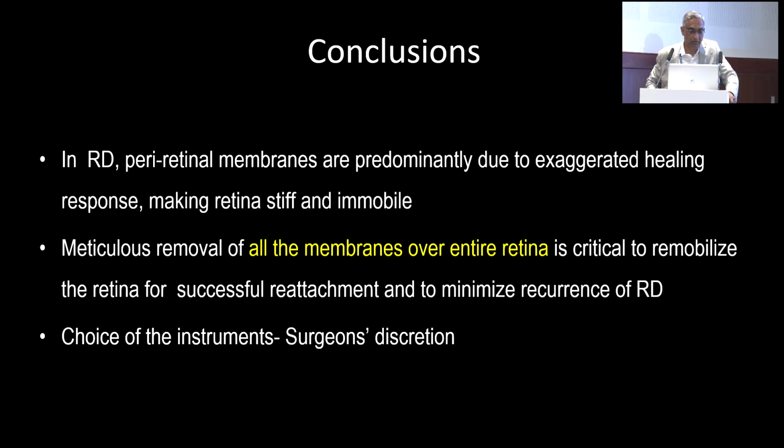So to conclude, in detachments, periretinal membranes are predominantly due to an exaggerated healing response, making the retina stiff and immobile. Meticulous removal of all the membranes over the entire retina is critical to remobilize the retina for successful reattachment and to minimize the recurrence of PVR. And the choice of instrument is obviously at the surgeon's discretion.